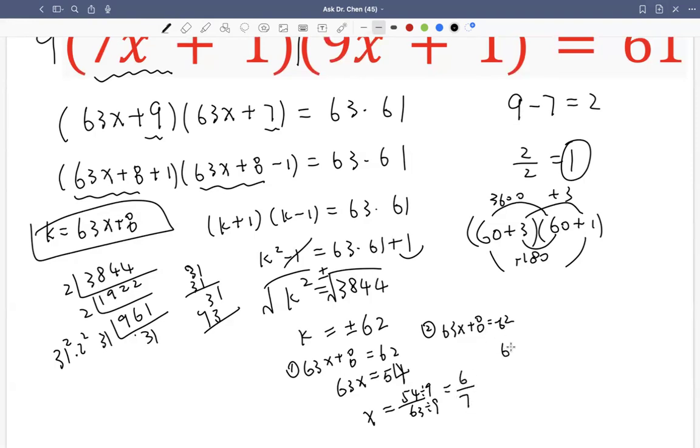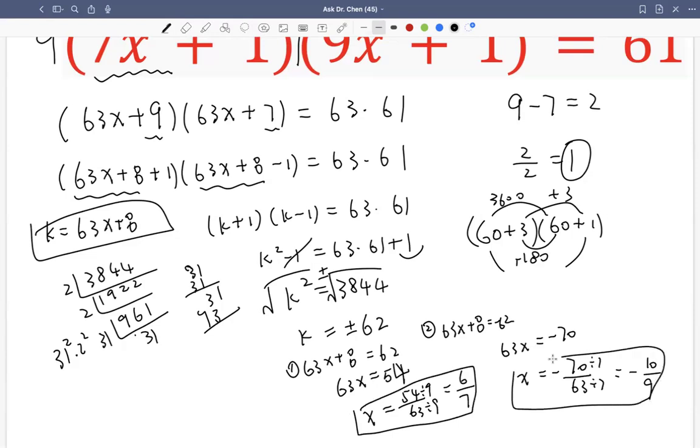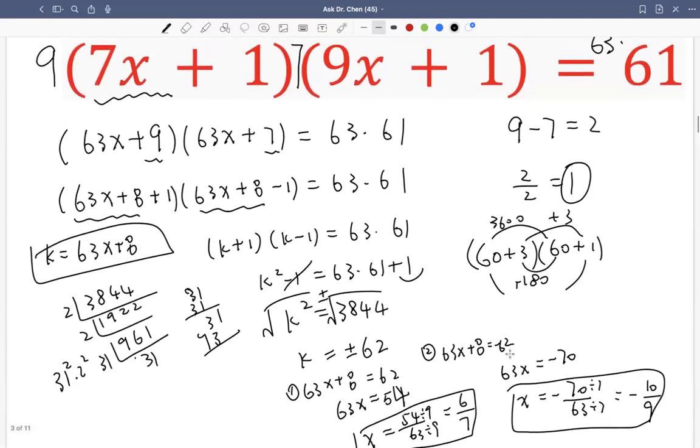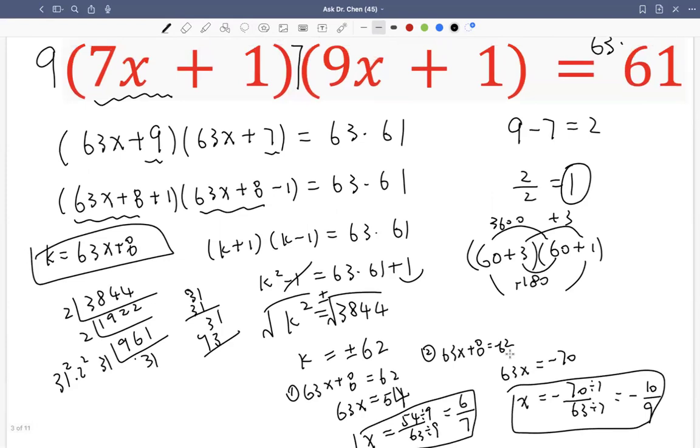Right, now the second one, 63x equals to negative 62 minus 8, negative 70. So x equals negative 70 divided by 63. Or divided by 7, divided by 7. So get negative 10 over 9. Right. I believe this is the same solution as the first method. Right. So this is second method. Some people call it just another method, but for people not so good with factoring, we could use this kind of a strategy.